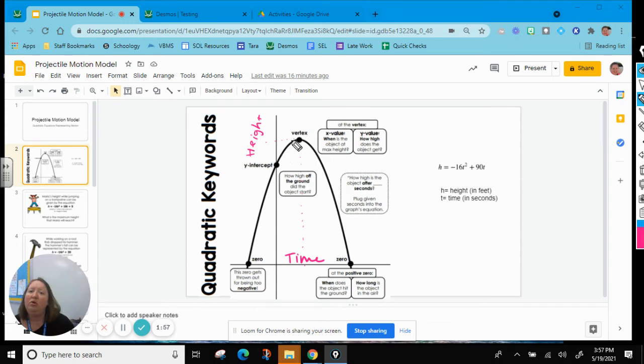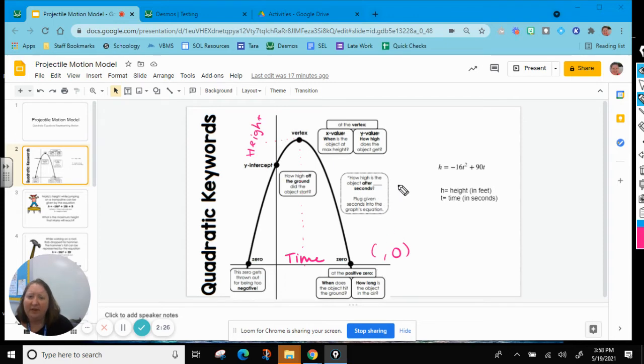Then, how long did this whole thing take to happen? The object leaves the person's hand, the rock flies up and comes back down. And what does it do here? It's hitting the ground. So now its height is going to be 0. And then the x value tells you the amount of time it took for the whole thing to occur.